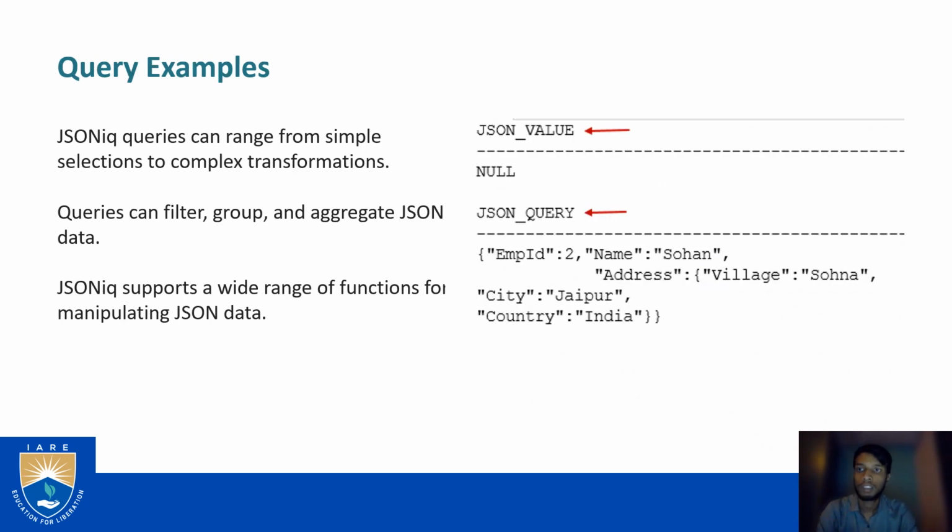Query examples. JSONiq queries can range from simple selection to complex transformations. Queries can filter, group, and aggregate JSON data. JSONiq supports a wide range of functions for manipulating JSON data. The JSON is written in this form, like employee ID equal to, name equal to Sohan, address village Sona, city Jaipur, country India, like this. When we upload this to the server, we will get the data structure form.